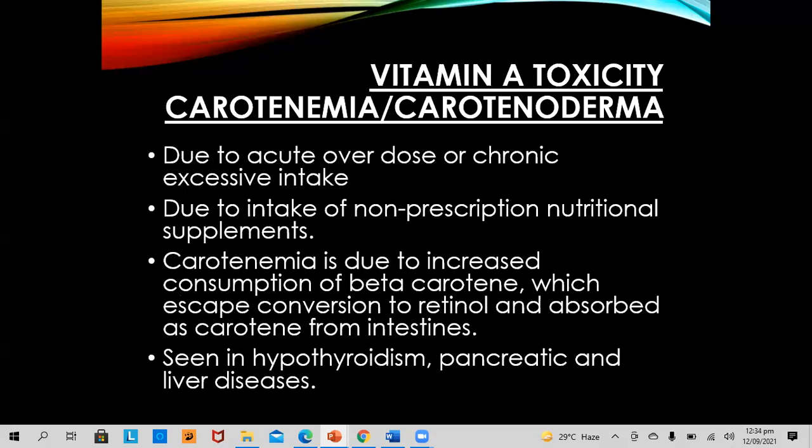Then vitamin A toxicity, which is called carotenemia or keratinoderma. This is an acute overdose or chronic excessive intake due to intake of non-prescription nutritional supplements. Carotenemia is due to increased consumption of beta-carotene, which escapes conversion to retinol and is absorbed as carotene from the intestine, mainly from carrots and other vegetables, seen in hypothyroidism, in pancreatic and liver disease.